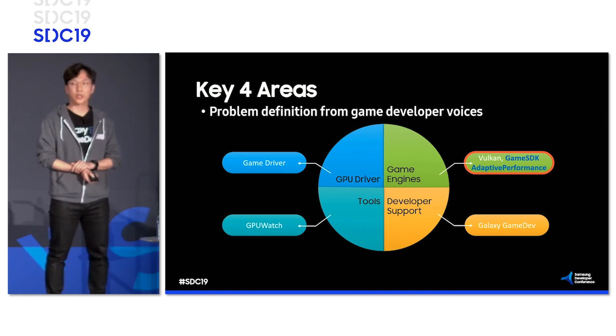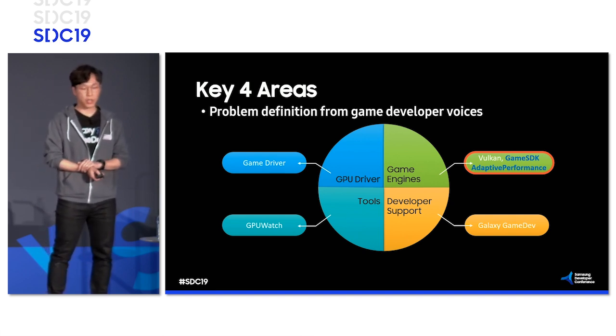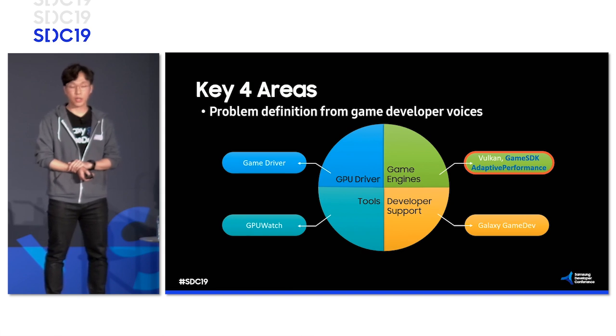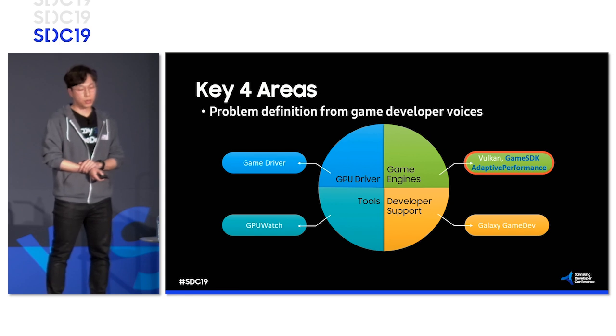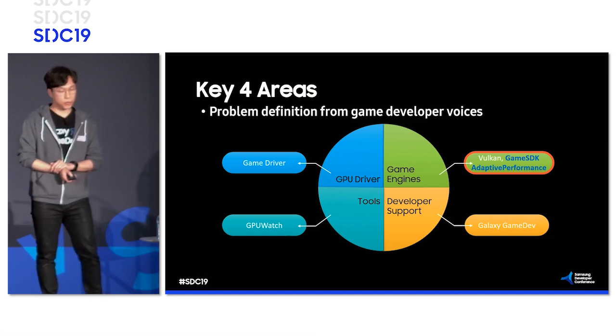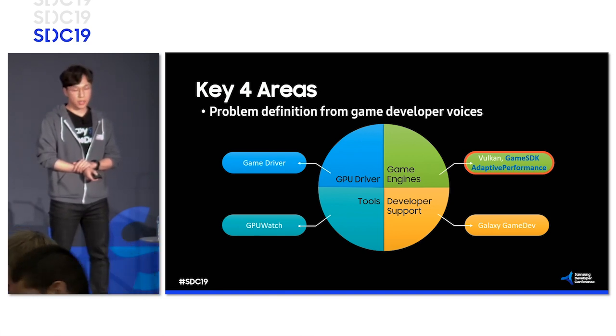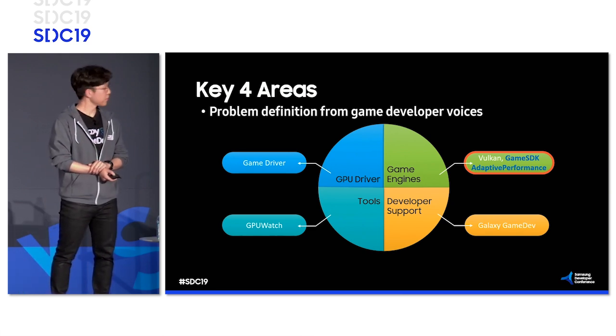GameSDK and Adaptive Performance are solutions for these developers' problems. This session will cover Samsung GameSDK and Unity Adaptive Performance in detail. We will also look at how Adaptive Performance is applied to the actual Call of Duty Mobile. And if you want to know more about the Samsung Game Dev team's activities, please join the Game Dev session. I will give you the session info at the end of this session.